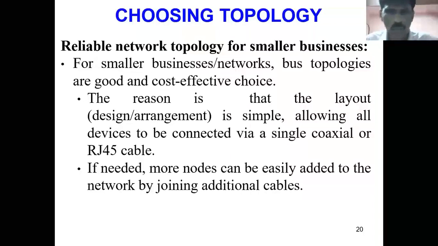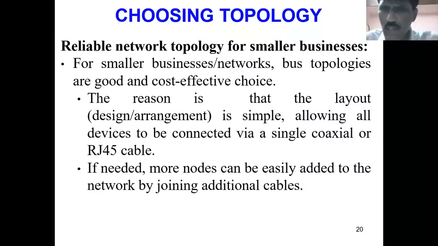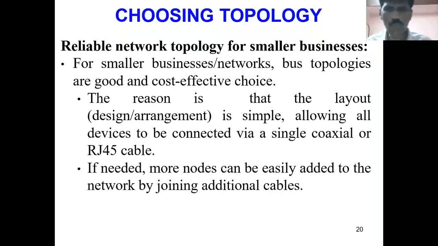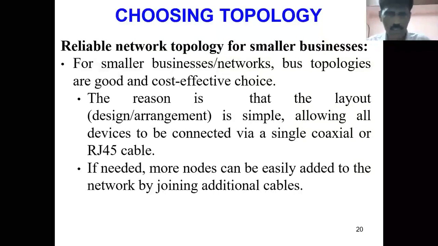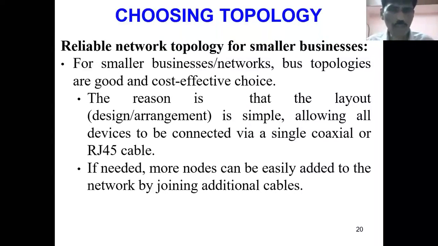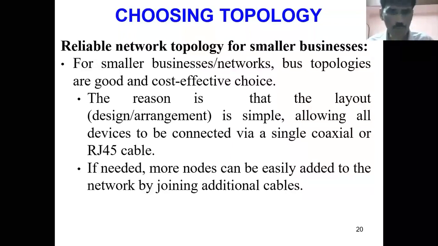It allows all the devices to be connected via a single coaxial or RJ45 cable. That's all. If needed, sometimes they want to add more nodes. So the nodes can be easily added to the network by joining an additional cable. So it's quite easy and the layout is also very simple. So for smaller businesses or for a cost-effective situation, go for bus topology. Okay.